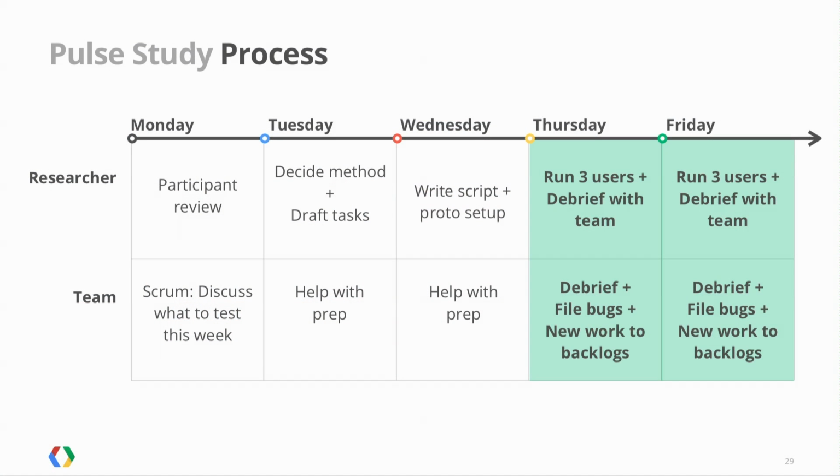Here's what the process looks like. During the Monday Scrum, we decide what to test on a particular week as a team. Once we know what we're testing, we decide who to recruit. We are lucky to have a dedicated recruiter at Google because she understands the exact target users.